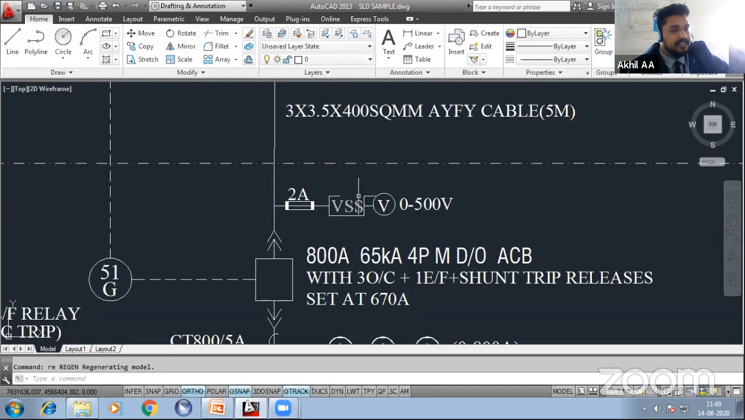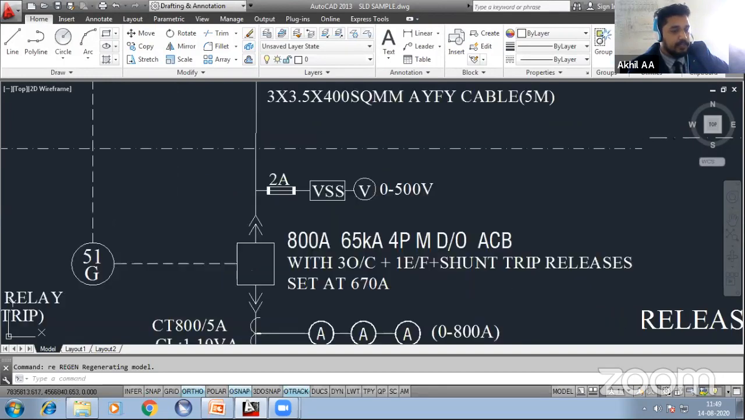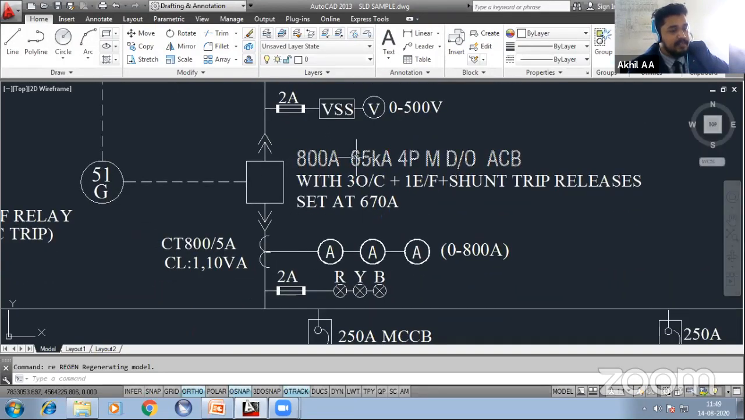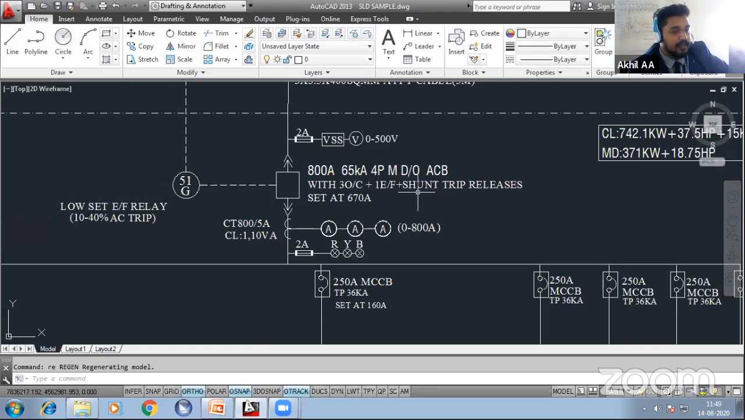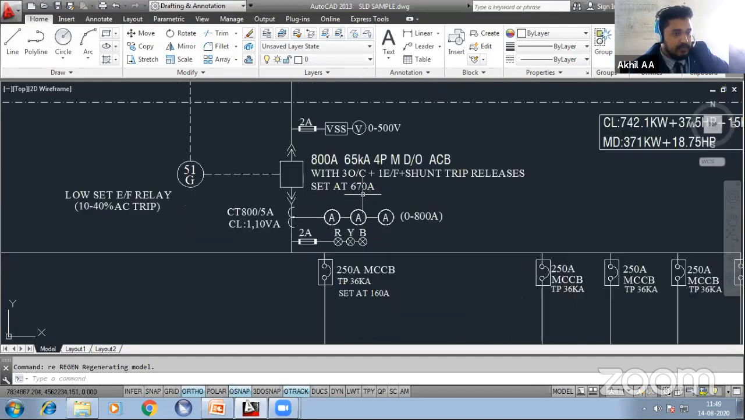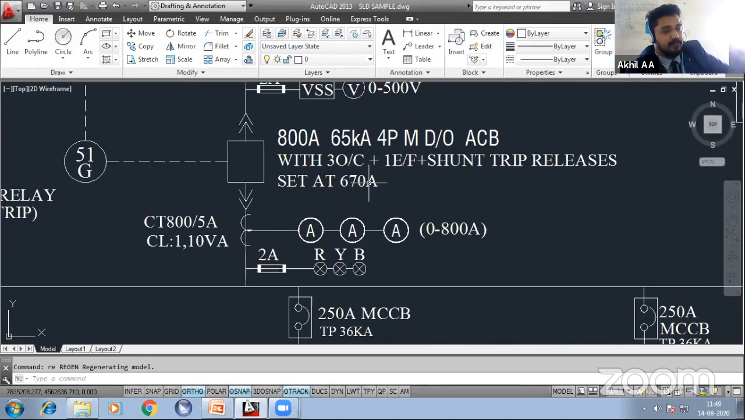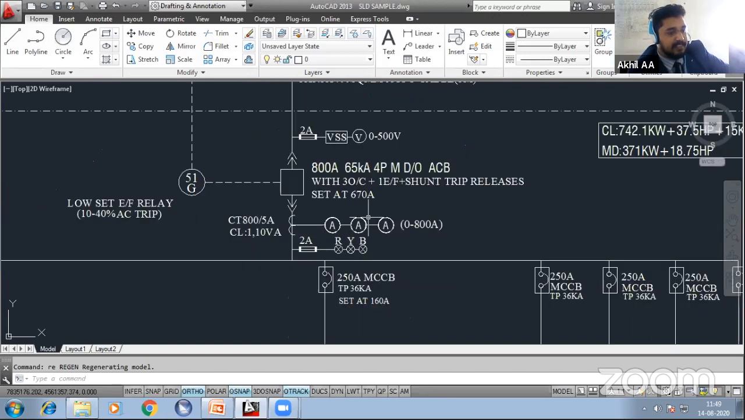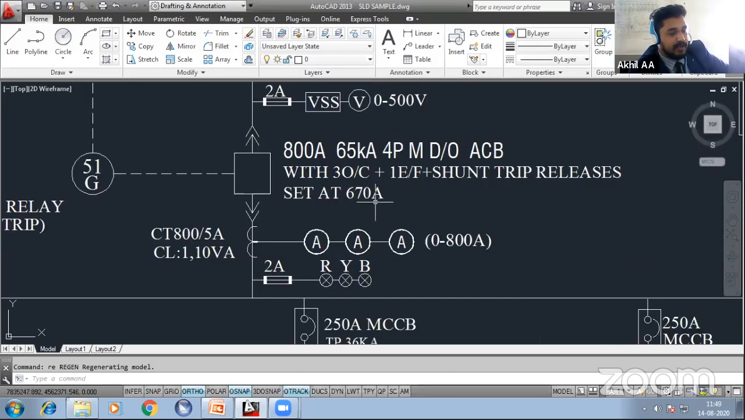You can see a voltage selector switch with a voltmeter, ranging from 0 to 500 volt. The breaker is an 800 ampere, 65 kiloampere, 4-pole, main draw out type ACB, air circuit breaker, with 3 overcurrent and 1 earth fault relay, plus shunt trip release set at 670 ampere. We have set this ampere according to the maximum rating of the transformer. A 500 kVA transformer can give a maximum of 670. So if the MSB load is demanding a current above 670 ampere, this will be shut down.